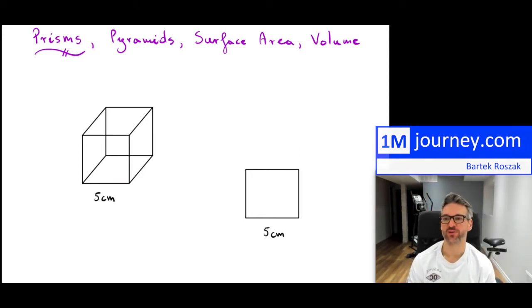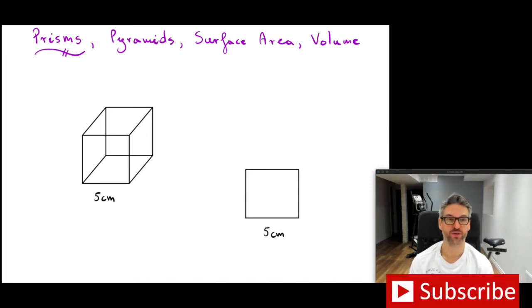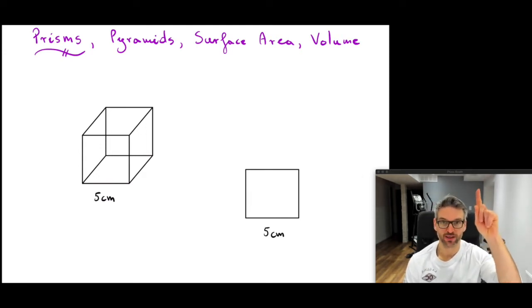So this video is on prisms and pyramids, talking about surface area and volume. I'm trying to break it down for you. I'm going to go through numerous shapes so that you can see where surface area and volume come from. Now, I highly recommend you watch the composite shapes video, calculating the perimeters and areas, before you watch this. I'm going to put a link up above.